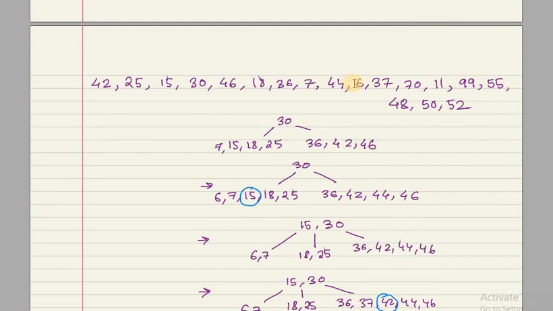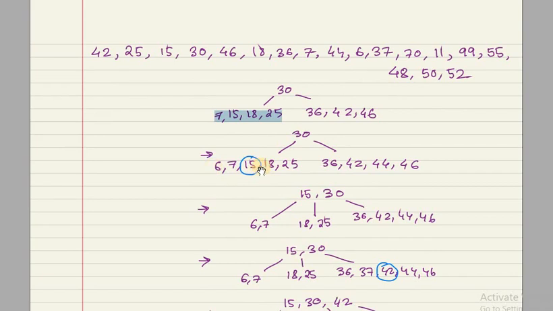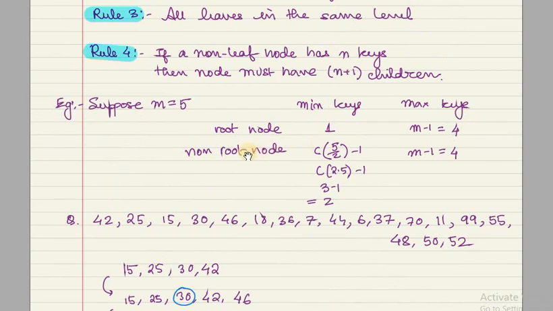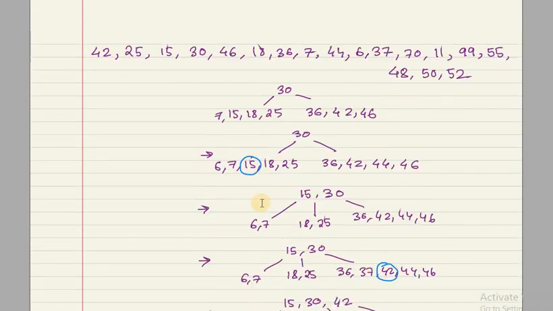Then we come to 6. When we put 6, where do we put 6? We must put 6 to the left-hand side of 30, and it must sit in this particular node. And where will it be placed inside this node? Before 7. So when I put this element before 7, we get the values 6, 7, 15, 18 and 25. Now again there is an overflow here, because the maximum capacity for a non-root node is also 4, but here we have 5. So the same thing has to be done. You take the middle element and take it to the top.